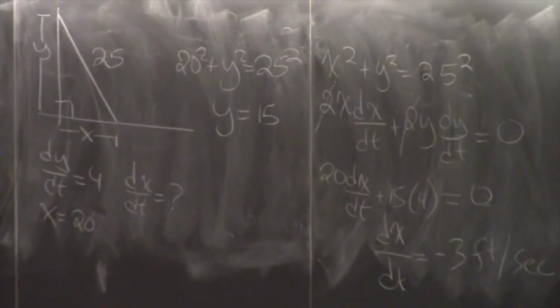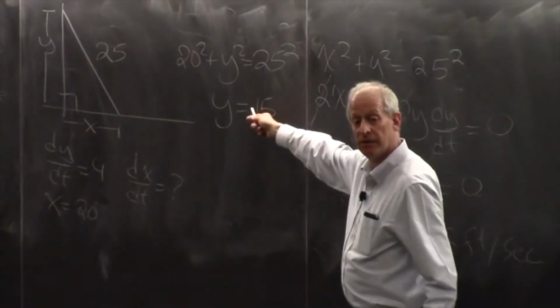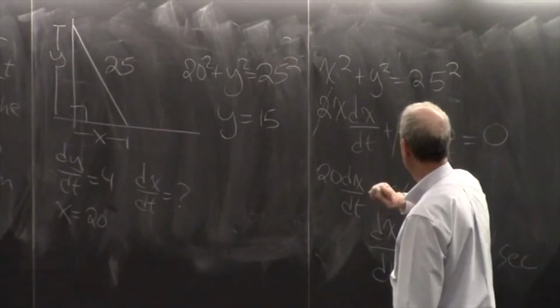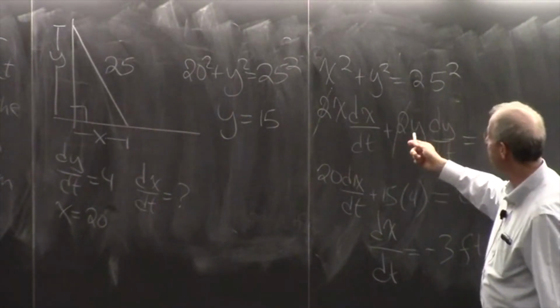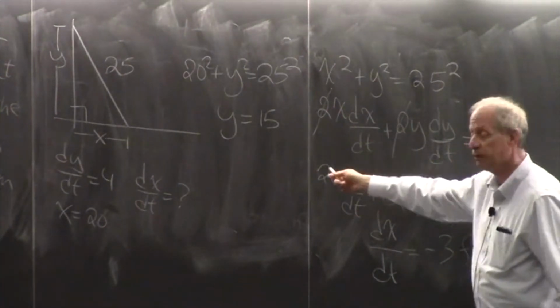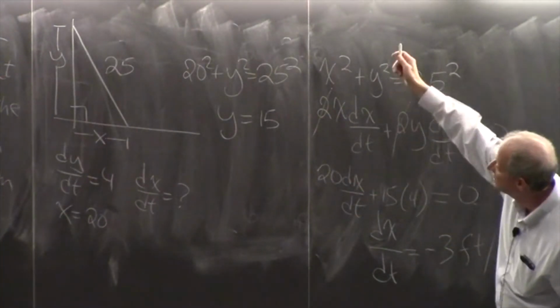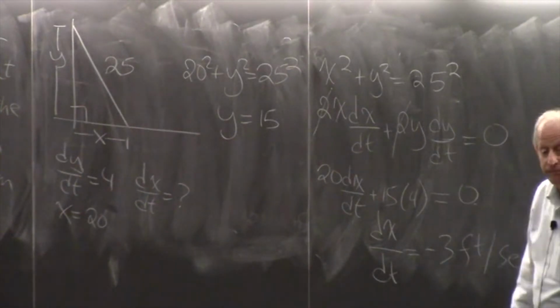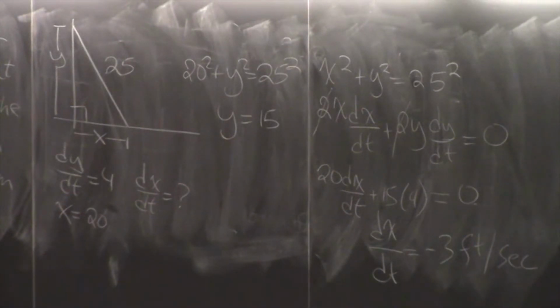Why do I have to plug which values in? These values in? Well, y is 15 feet when x is 20 feet. Right? Y is 15 feet when x is 20 feet. And we know that y is sliding down at 4 feet per second. Right? By the way, I could have made y negative and x would come out positive. It doesn't really matter. Okay? Let's do another type of word problem.